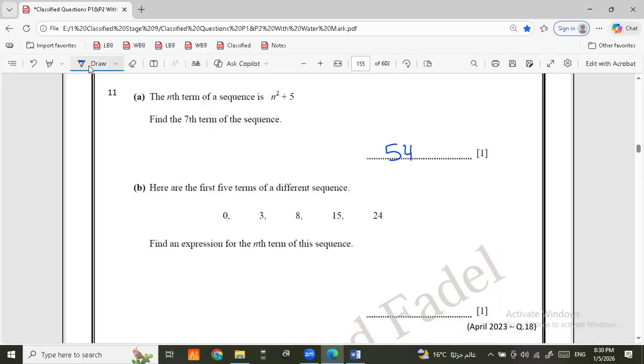Here are the first 5 terms of a different sequence. Find an expression for the nth term of this sequence. What is happening? I added 3 here. Then I added 5. Then I added 7. And I added 9. The first difference is not the same. Then definitely this is what? Added a 2, added a 2, added a 2. So definitely this is quadratic.